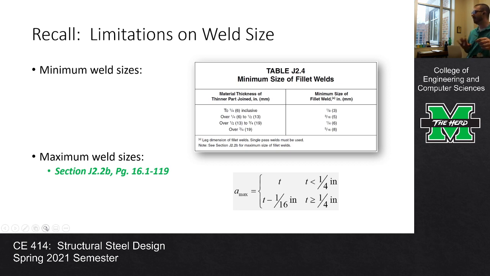That's okay. It is an error, but you can learn from it and move on. But yeah, if your plate is 1/4 inch thick, the minimum weld size is 1/8. Because 1/4 inch inclusive means including the 1/4 inch.